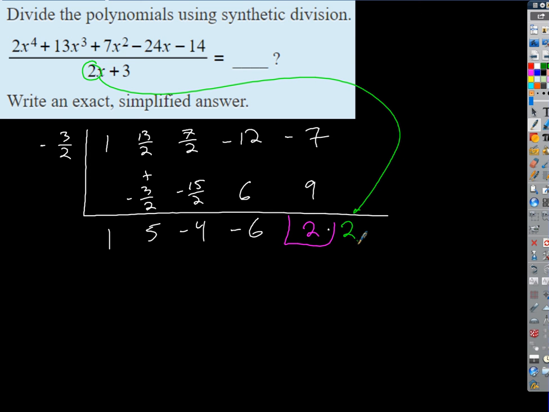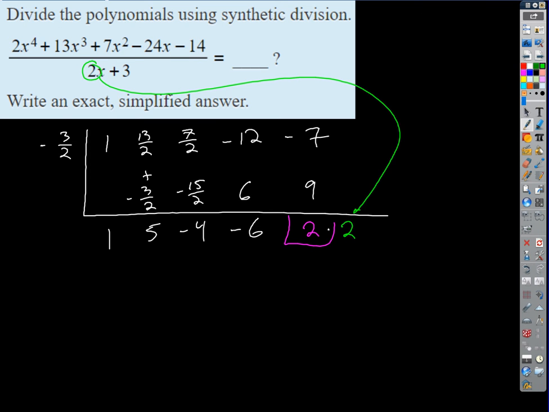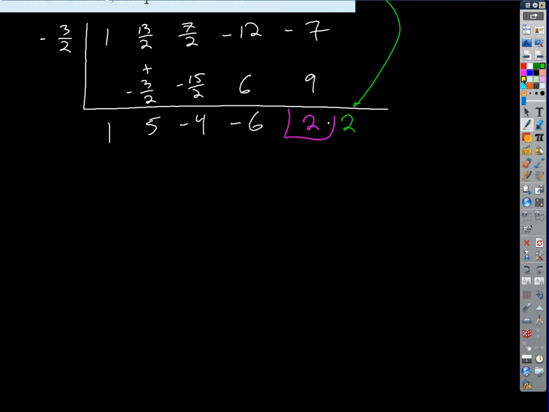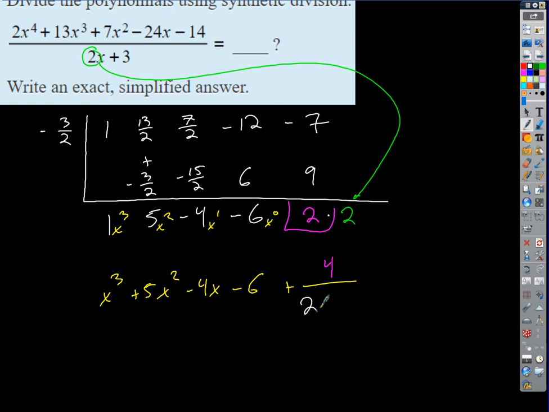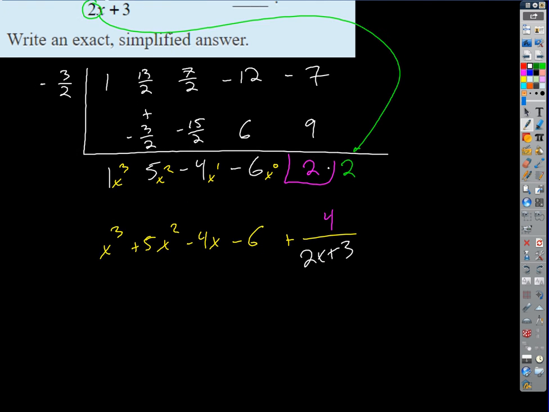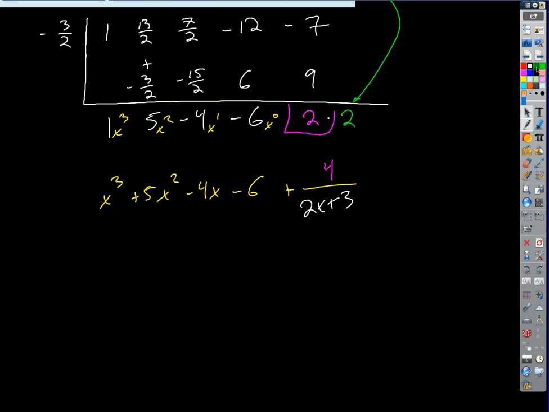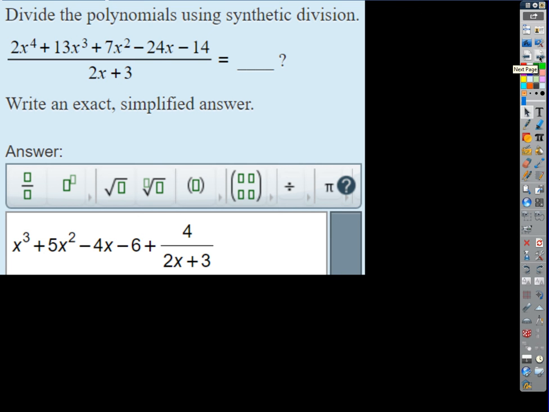Okay, make sense? So for our answer, that's going to be x to the 0, x to the 1, x squared, x cubed. So we get x cubed plus 5x squared minus 4x minus 6 plus 2 times 2 is 4 divided by 2x plus 3, right? Make sense? Let's check it. Look good? Yes.